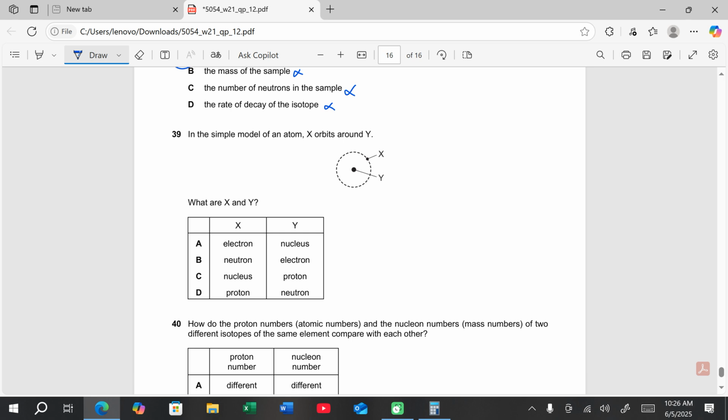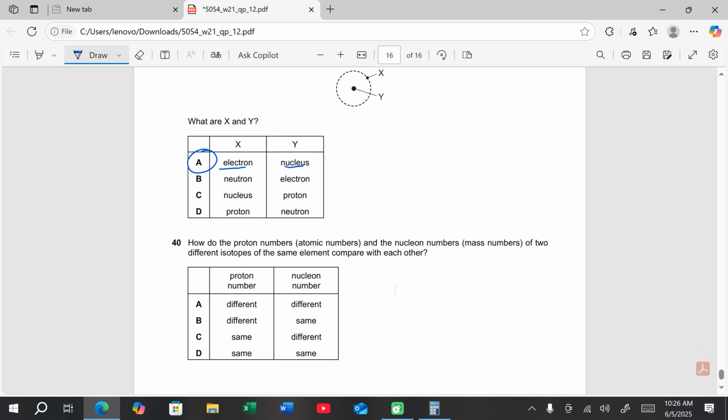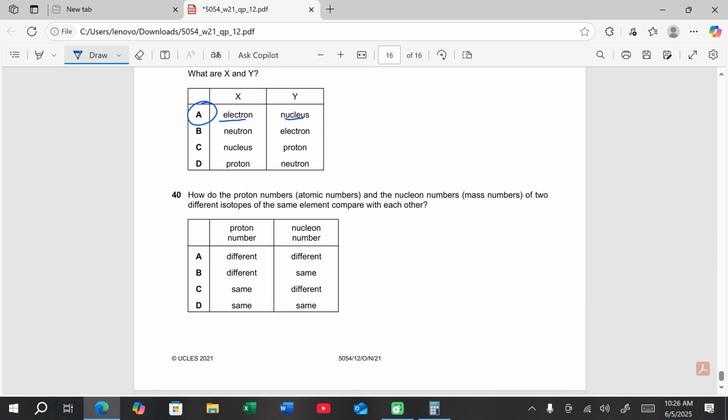In the simple model of an atom, X orbits around Y. So X is the electron and Y is the nucleus. That's very easy, you might have studied it in your previous classes. How do the proton number, atomic number, and nucleon number, mass number of these two different isotopes of the same element compare with each other? In isotopes, the proton numbers need to remain the same, so A and B are wrong. So same proton number but different nucleon number, so it is going to be C.